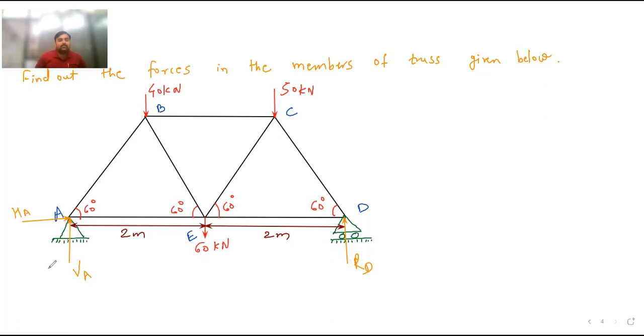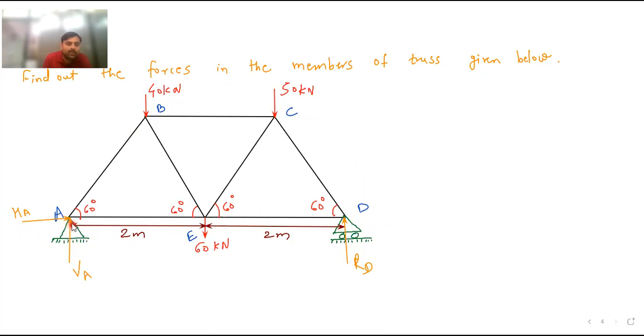It is very simple. First of all, find out the reactions. What is the value of HA? What is the value of VA? What is the value of RD? Apply moment about A equal to zero for whole truss. Earlier, in the earlier chapter, you applied this for the beams. Now we are going to apply it for the truss.